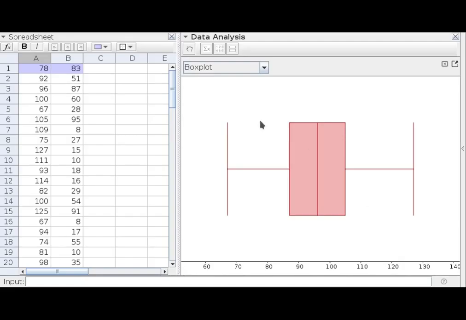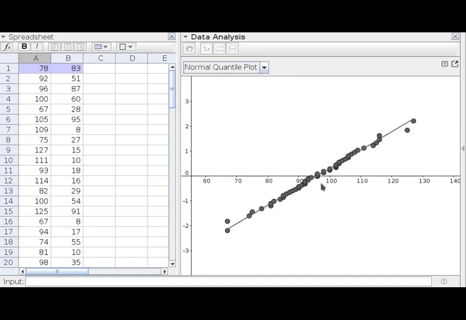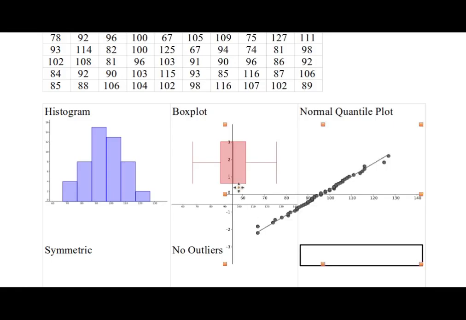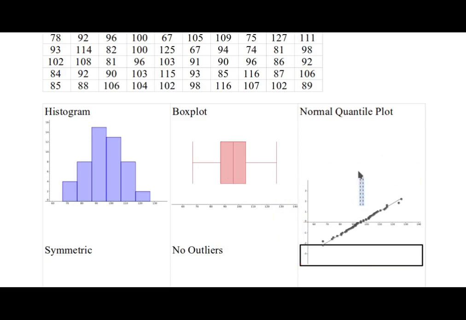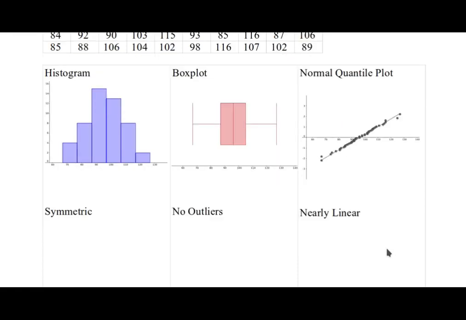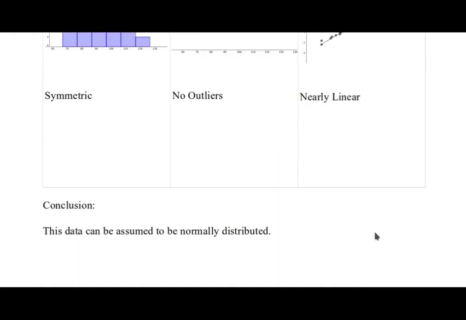And then last, let's look at the normal quantile plot, and that data is clustered right around the line. So let's plug that in, and we can say that the data looks for all three tests as if it is normally distributed. So we're going to assume that this data is normally distributed.